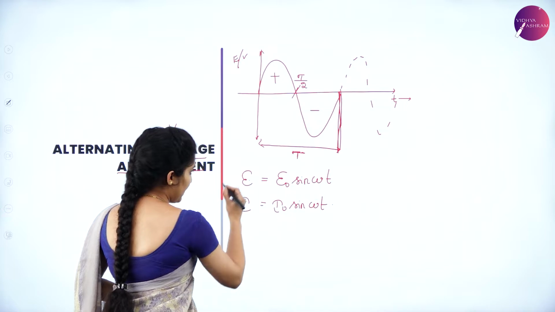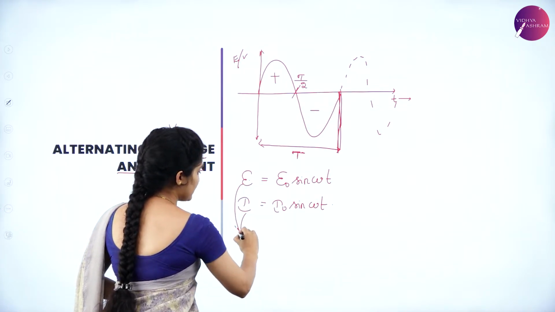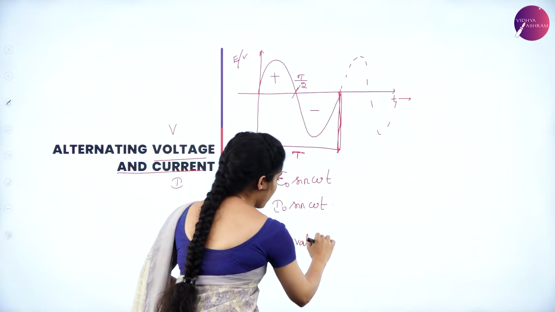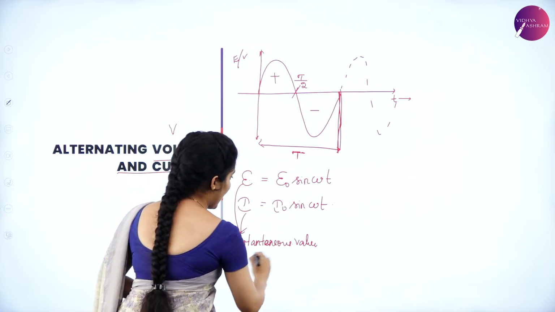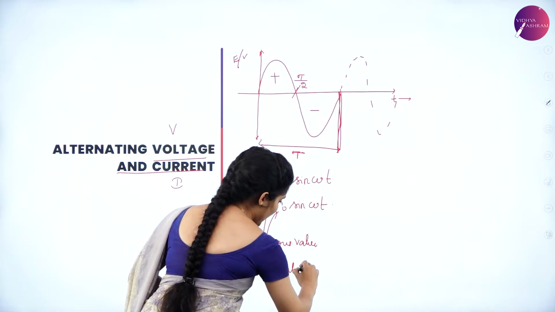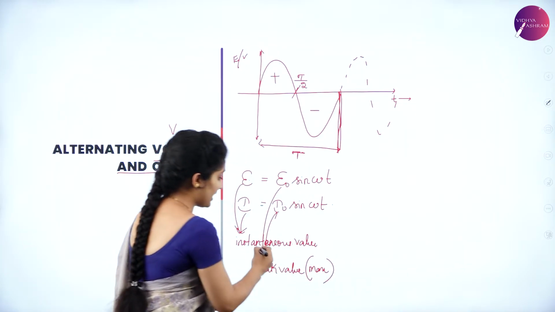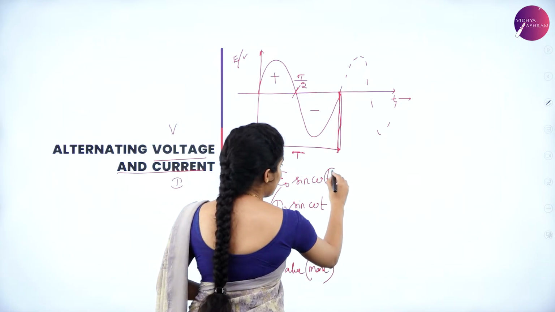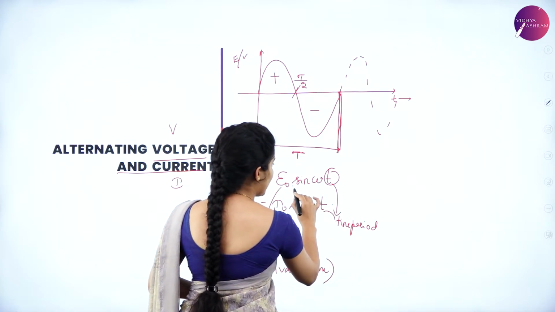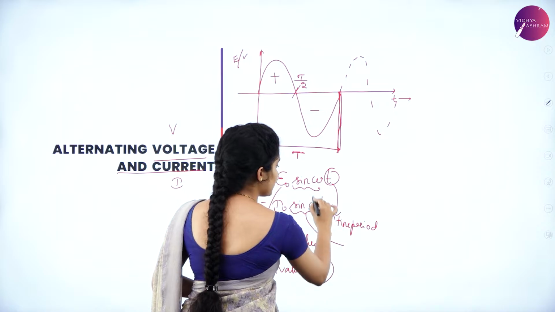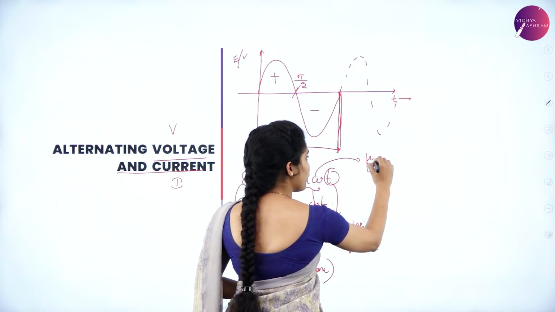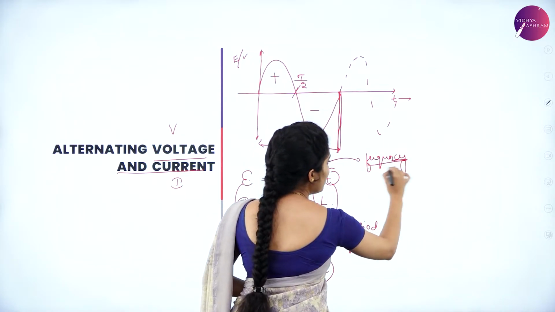So E or I, this part is known as the instantaneous values of EMF as well as current. Next we have E naught and I naught, which are given as peak values. Peak values means maximum values. I'll show you where exactly these peak values arise. t means the time period, and omega t in sine omega t gives you the phase, and omega alone gives you the frequency.